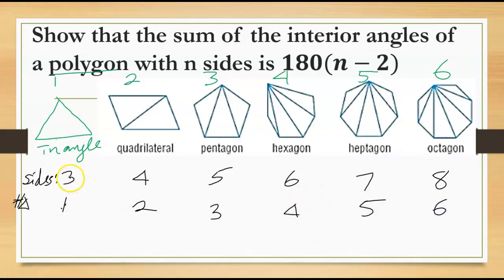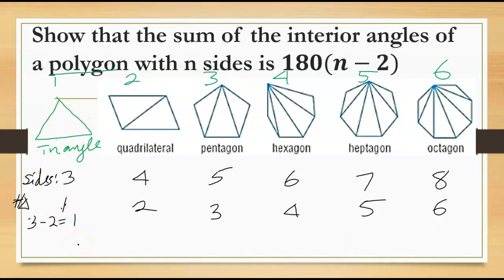And we want it to match with the sum, because if there's one triangle, then it's 180. So it's 180 times 1. If the triangle has 3 sides, then 3 minus 2 would give us 1. So we have 3 minus 2 gives us 1, because it takes 3 sides to create one triangle.